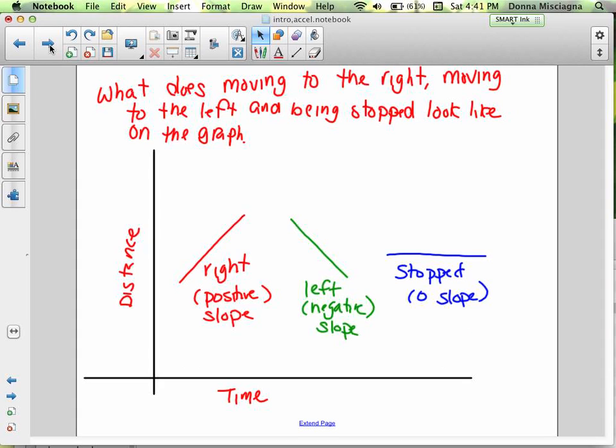What does moving to the right, moving to the left, and being stopped look like on a graph? Again, the x-axis is time, the y-axis is distance. If something is moving to the right, it has a positive slope. If something is moving to the left, it has a negative slope. If something is stopped, it has 0 slope. There's no change in the position because it's stopped. Time is still going on, that's why we have a line, but the position hasn't changed if something is stopped.